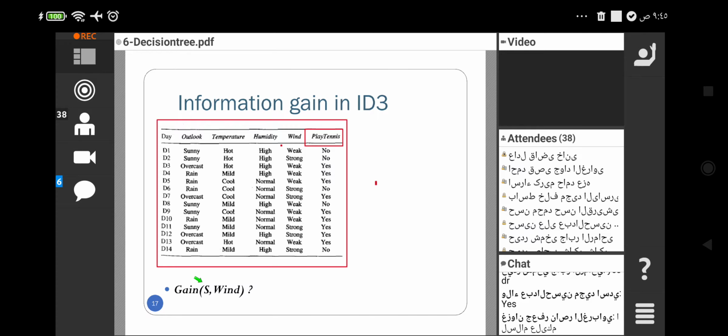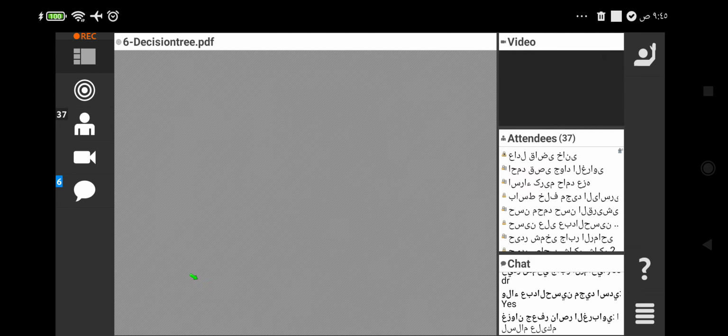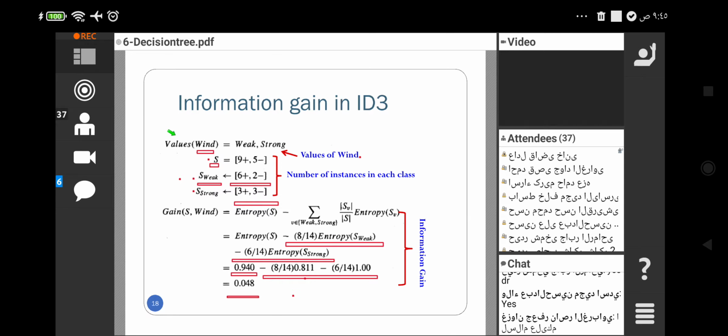Okay, the information gain of feature wind in the data S was calculated in this example. We said that we have to get the values of the feature. The feature wind has two values, weak and strong, and for each of these values, we see how many positive and negative data we have.